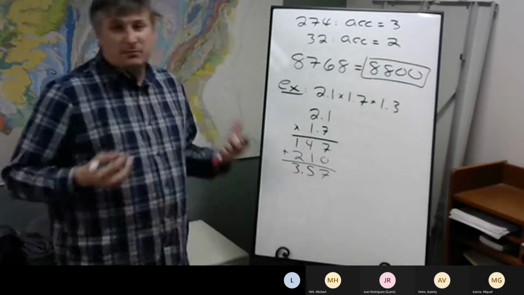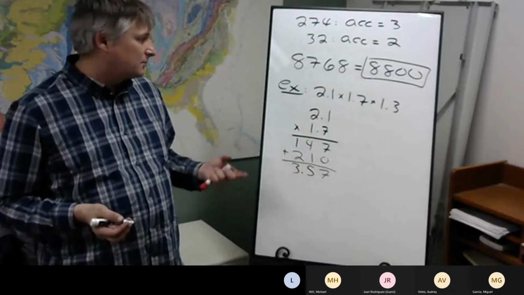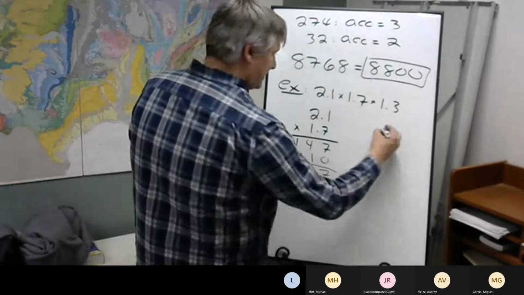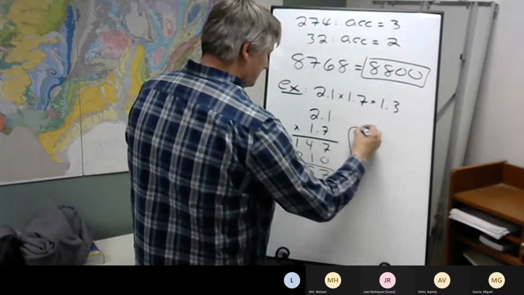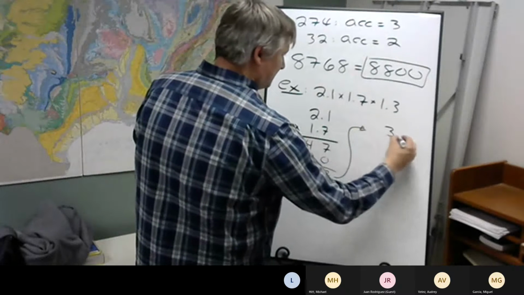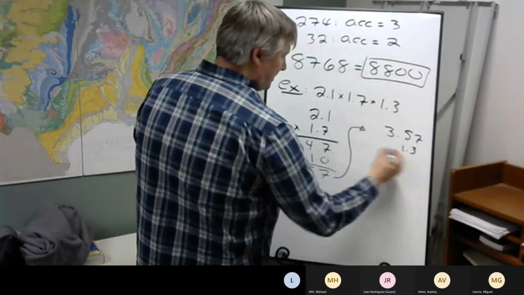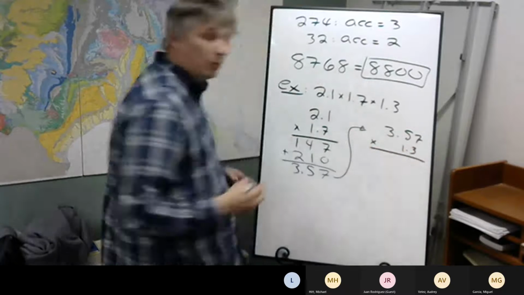That's what we get from the multiplication of 2.1 and 1.7. Now we're going to take this 3 and 57 hundredths, multiply by 1.3.